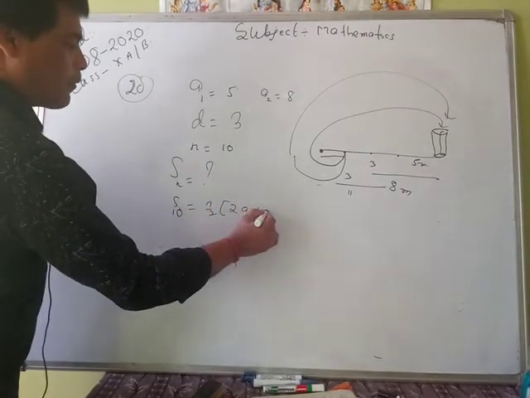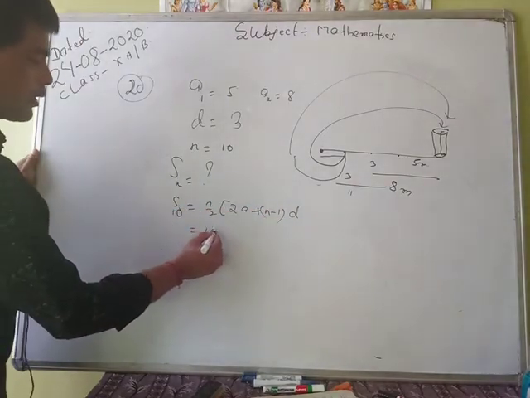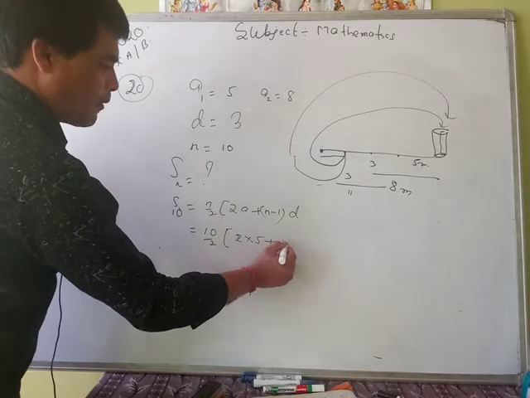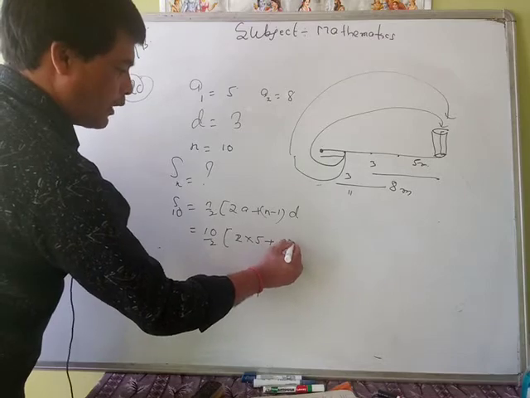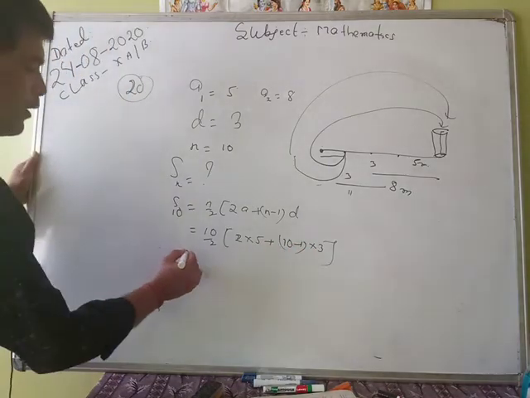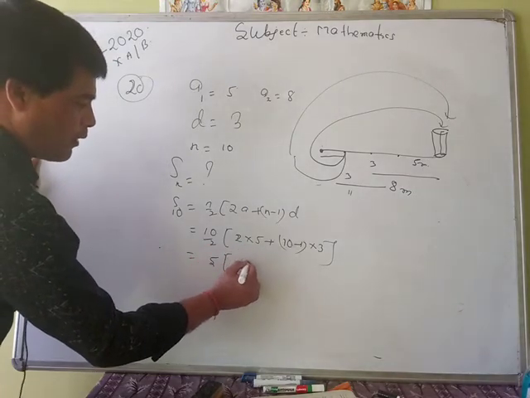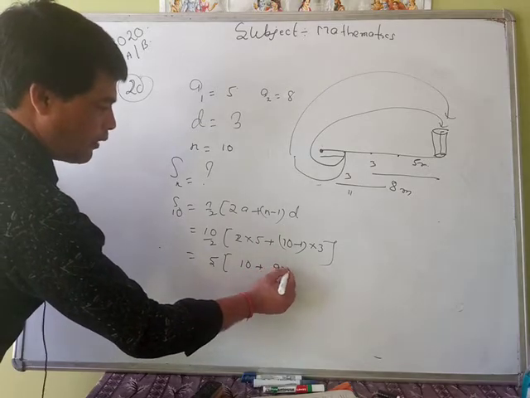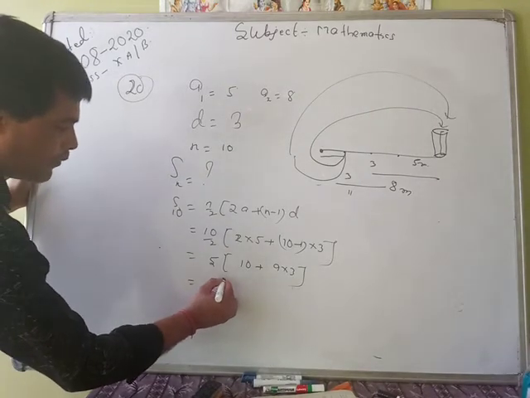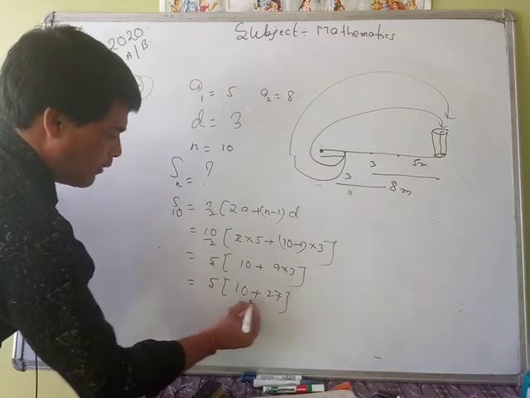2 into 2a plus n minus 1 into d is our formula. Then n means 10. 10 by 2 bracket start 2 into a value is 5, plus n means how much, 10 minus 1. Their difference should be how much given in the book, 3. Then 10 by 2 is 5. Then 2 into 5 is 10, plus 10 minus 1 is 9, 9 into how much, 3. Then after that 5 bracket start 10 plus 9 into 3 is 27.